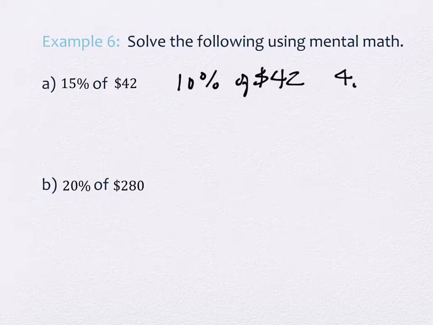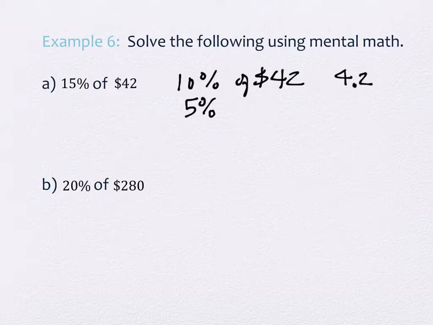It's 4.2. And the reason that's nicely done in your head is because it was just a shift of a decimal place, right? I put the 0 on the end. That's 10%. And if I have 10%, what could I do to get 5%? Half it. You bet.